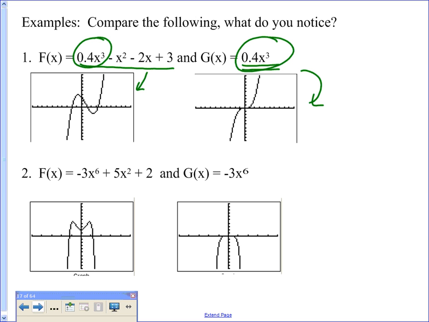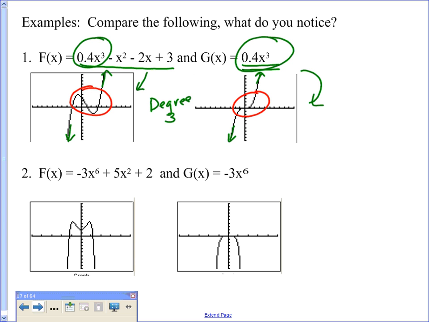So first of all, we have degree 3 in both of these. Since it's degree 3, you notice that one end is shooting upward and the other end is shooting downward, and that happens on both of them. Now, the other thing I want you to notice is that the end behavior of f of x in this case is going to be very much like the end behavior of g of x, even though they're not the same functions. What's different between the two is what's happening in between here.